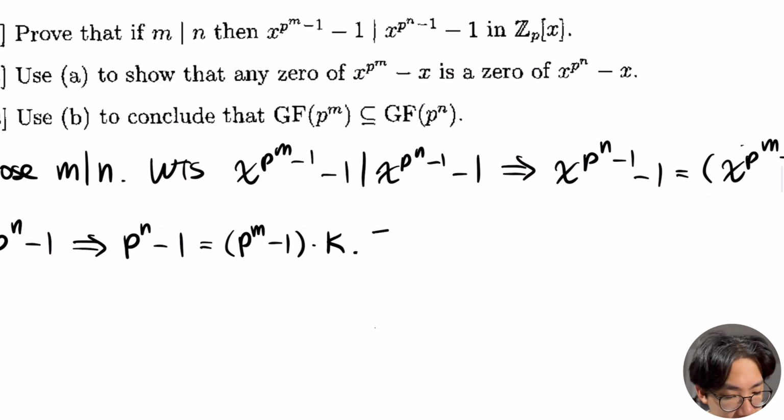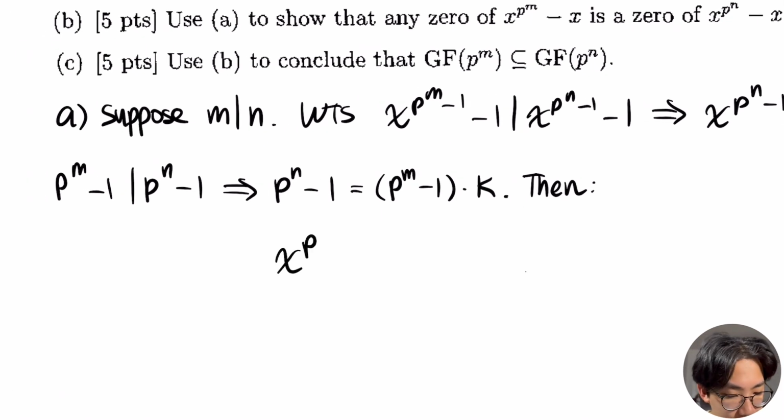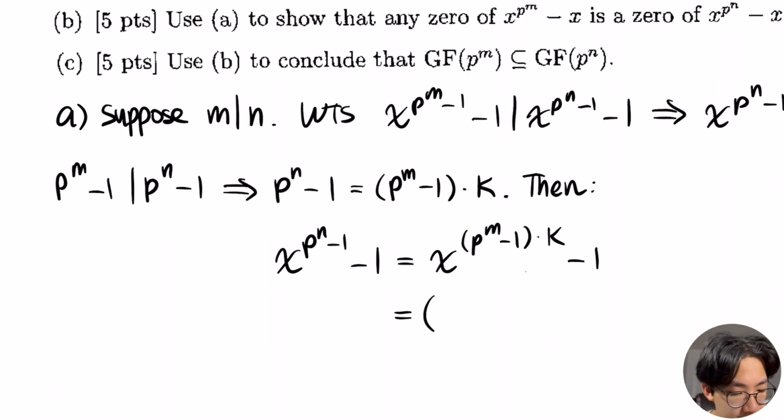So let's do that. We'll start with the left side, so x to the p to the n minus 1, and this is actually just equal, so we have this equality over here, so we can replace p to the n minus 1 with p to the m minus 1 in brackets times k. So this is x to the p to the m minus 1 times k minus 1, but of course we can just re-express this exponent as follows. So x to the p to the m minus 1, all to the power of k minus 1.